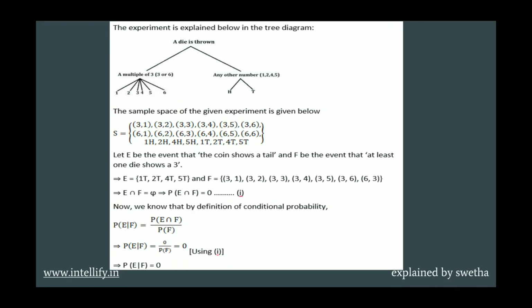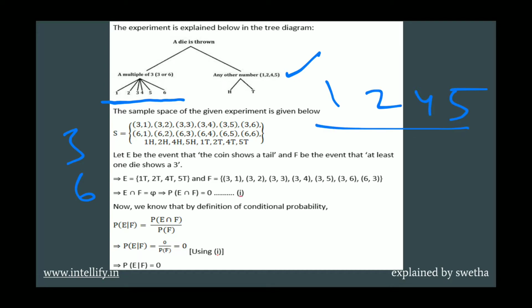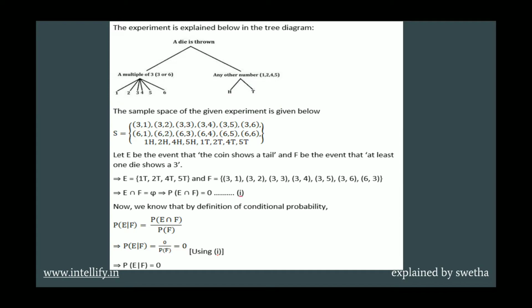So the given experiment is shown in the tree diagram. Whenever a die is thrown, whenever we get a multiple of 3, meaning 3 or 6 among the 1 to 6, and also the second condition, if other than multiples of 3, meaning 1, 2, 4, 5, if these numbers come, then toss a coin. Whenever we toss a coin, we get only 2 chances, heads and tails. So let us take the sample space.